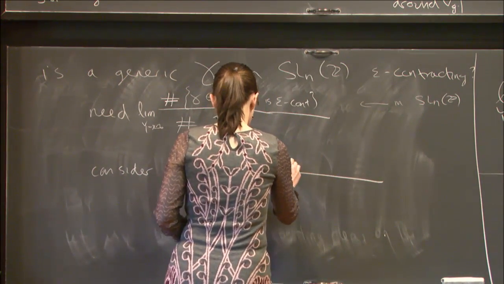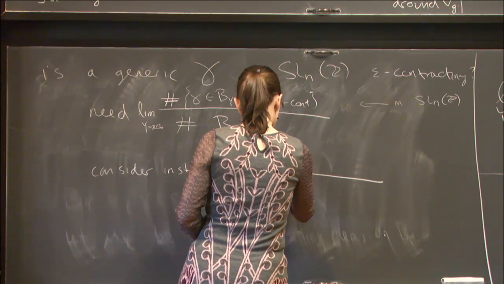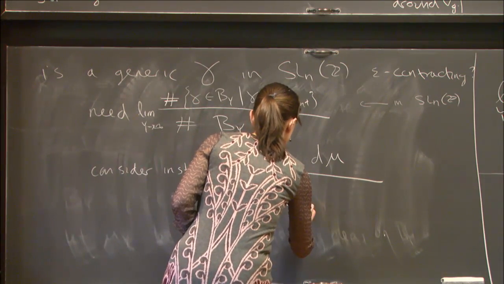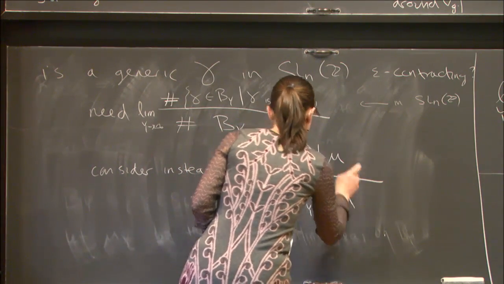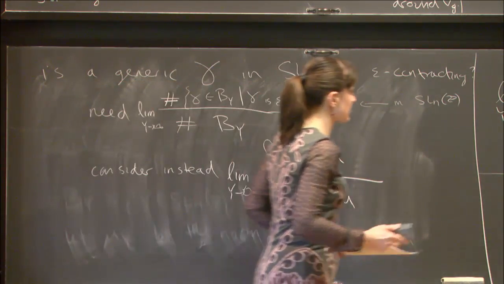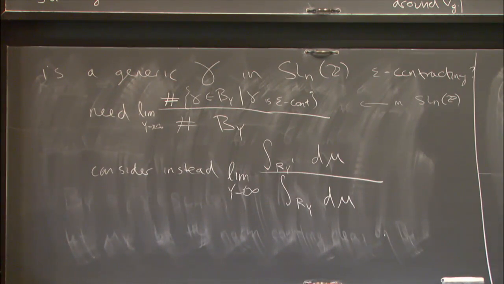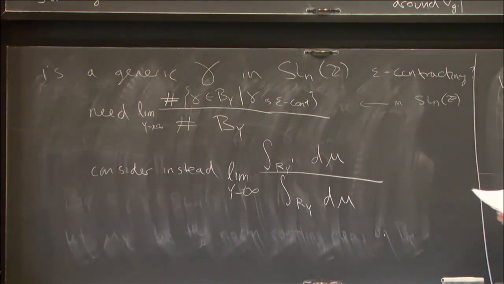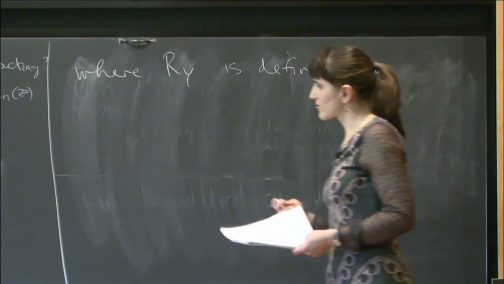Integral over regions I will describe in a moment, R_y' dμ. dμ is going to be Haar measure over SL_n(R), and then integral over R_y dμ. Okay, so let me define all of these things I've written down here. So R_y is defined by, well, this is going to correspond to the ball of radius y. It's going to be the elements in SL_n(R) of norm less than y.